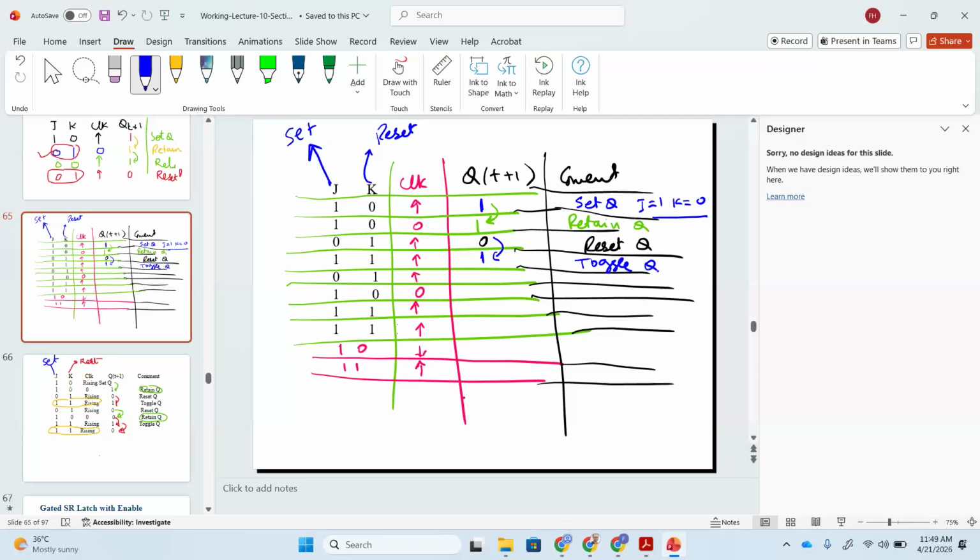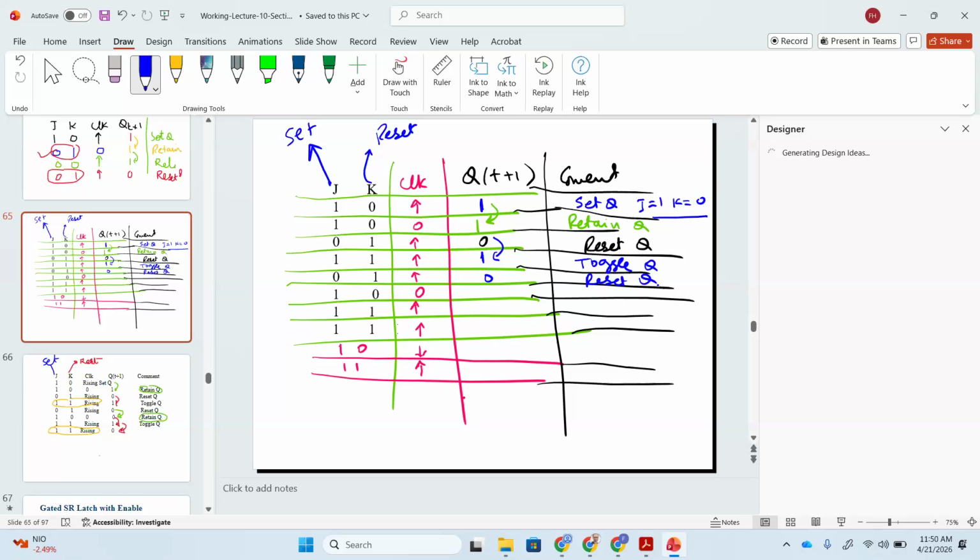Clear. Okay, now if we have 0 and 1 at the rising edge of the clock, what should we do? It goes to 0. Reset. Yes, 0. So we can say reset Q. Now, another clock cycle.